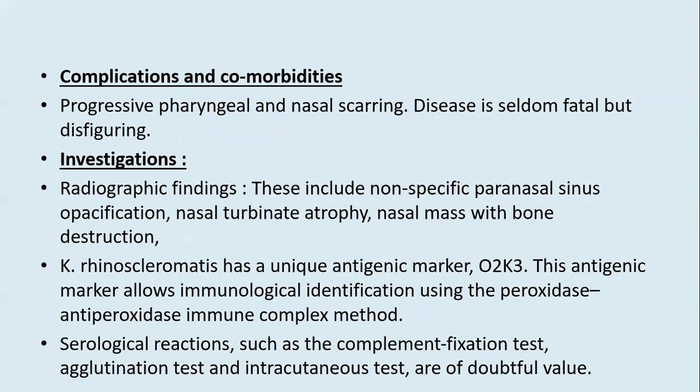Complications and comorbidity: there is progressive pharyngeal and nasal scarring. The disease is seldom fatal but is disfiguring. Investigations. The radiological findings include non-specific paranasal sinus opacification, nasal turbinate atrophy, and nasal mass with bone destruction. This bacterium has a unique antigenic marker O2K3, and it allows immunological identification by using the peroxidase anti-peroxidase immune complex method. Serological tests are also helpful, like the complement fixation test and agglutination test; intracutaneous tests are of doubtful value.